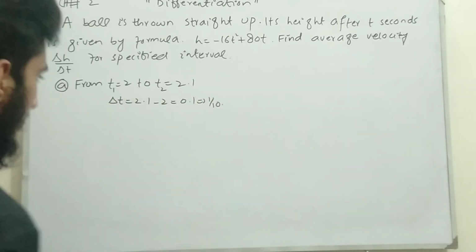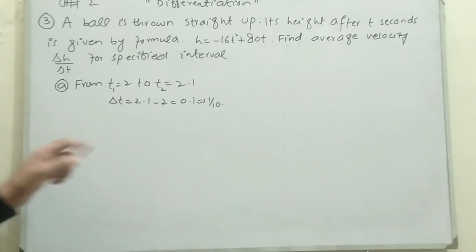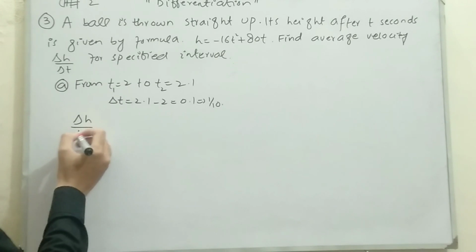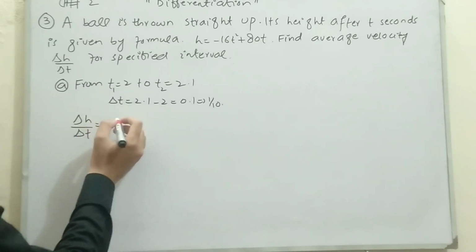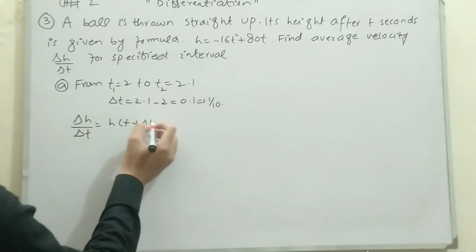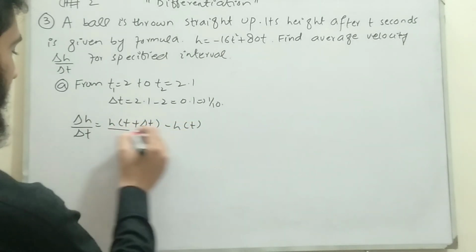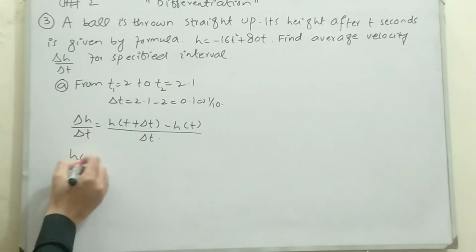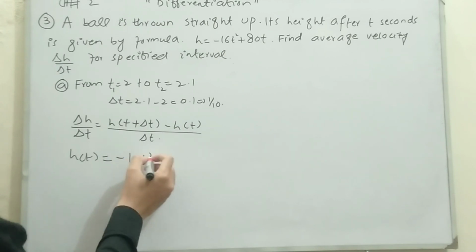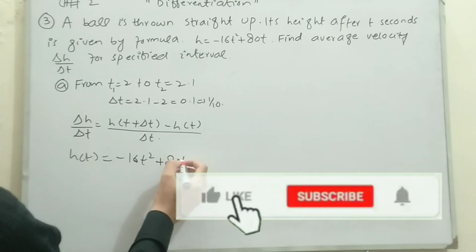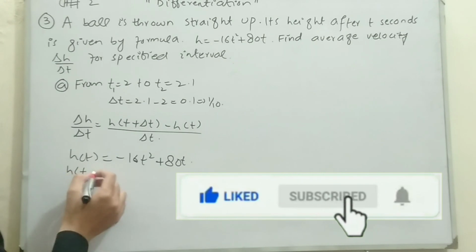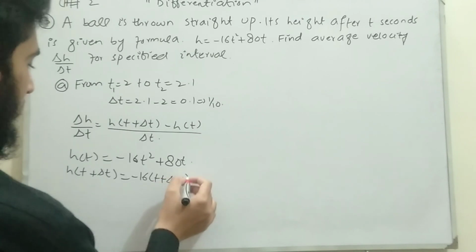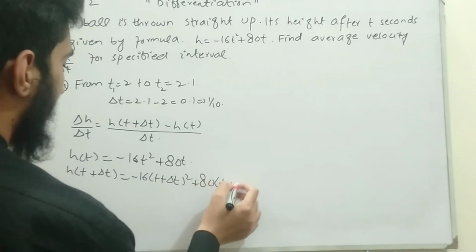1 divided by 10. Now after this I am going to find del h by del t by using the formula for average rate of change: del h by del t will be equal to h of t plus del t minus h of t, divided by del t. We have the function given, h of t is equal to minus 16t square plus 80t. Now replace t with t plus del t, it becomes h of t plus del t is equal to minus 16 of t plus del t whole square plus 80 times of t plus del t.